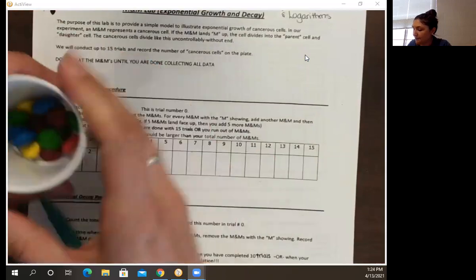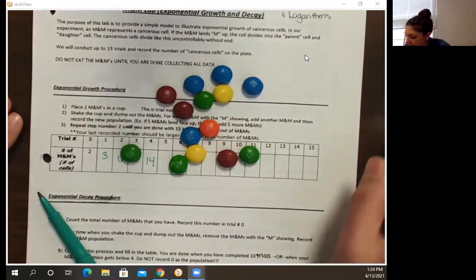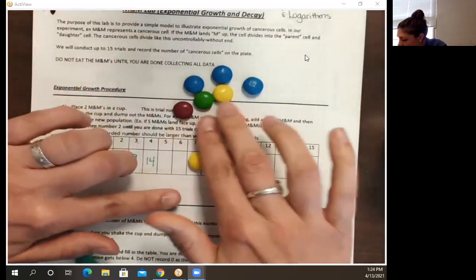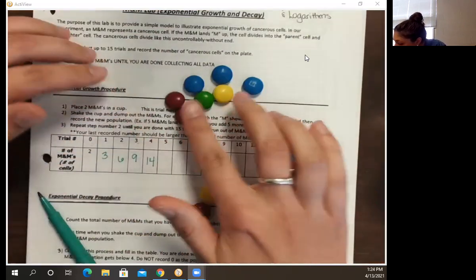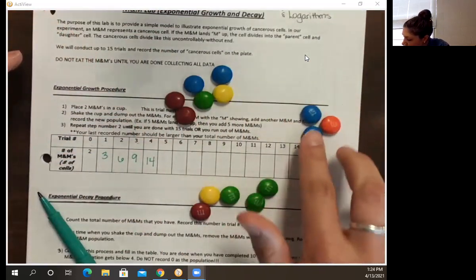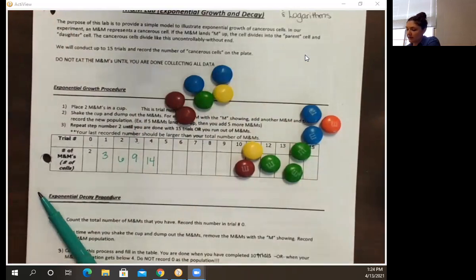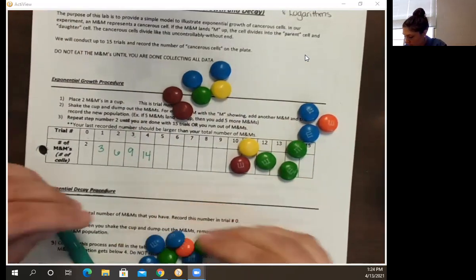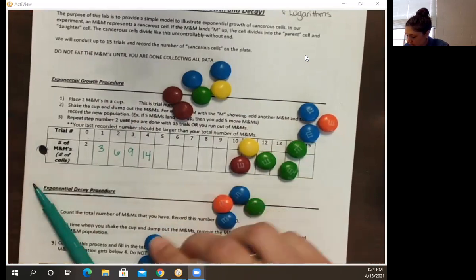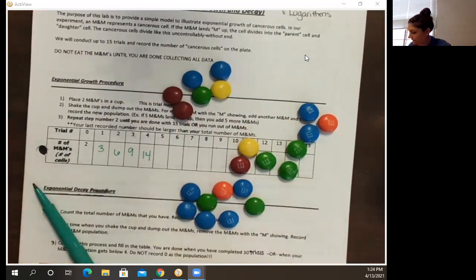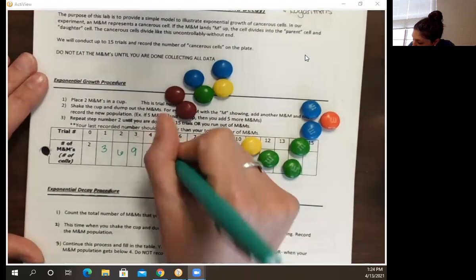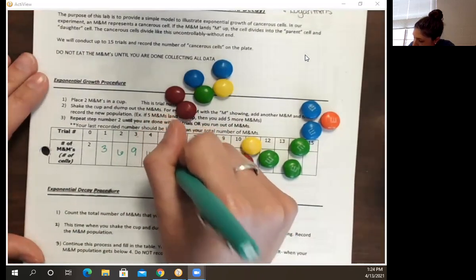Then back into my cup. And here are my M side up M&Ms. 1, 2, 3, 4, 5, 6, 7, 8. So I need to add 8 more M&Ms. So 2, 4, 6, 8. 14 plus 8 would give me a total of 22.